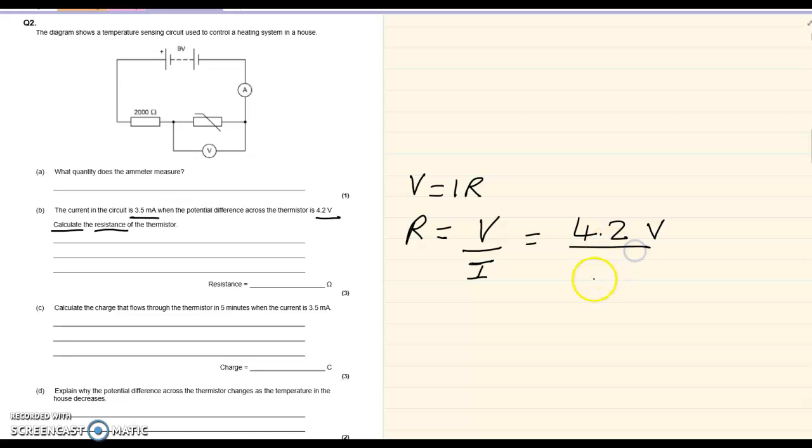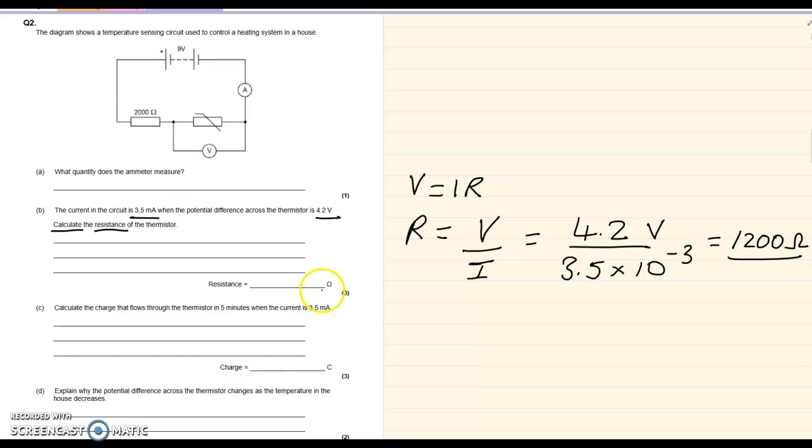And I've got a current of 3.5 milliamps. Okay? 3.5 milliamps is 3.5 thousandths of an amp, or 3.5 times 10 to the minus 3. Milli is a thousandth. And if we put that into our calculator, we get an answer of 1200 ohms.